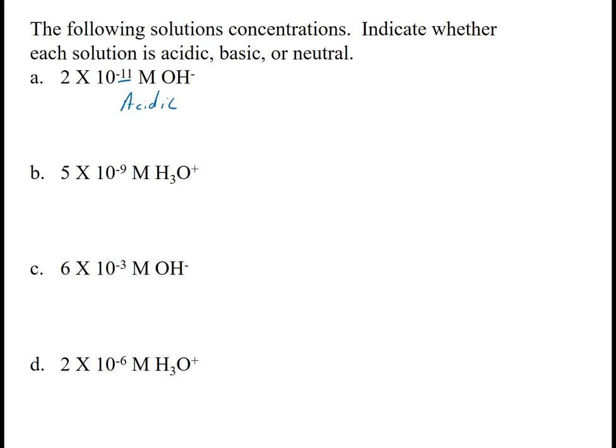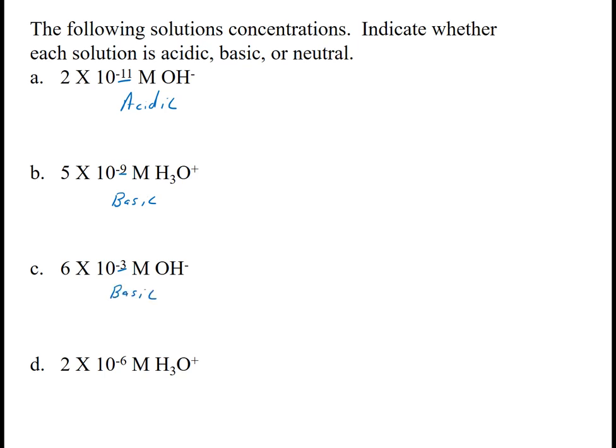If I look at this one, I have minus 9. It's 5 times 10 to the minus 9th. So again, this is less than 7, so it's going to be the opposite of what is written here. So this is basic. I look here, and this one is minus 3. So this is greater than minus 7. If it's greater than minus 7, then it's going to be whatever is indicated here. So this one is also basic.